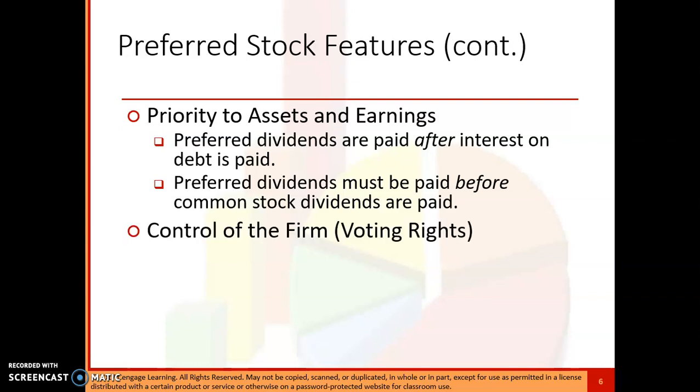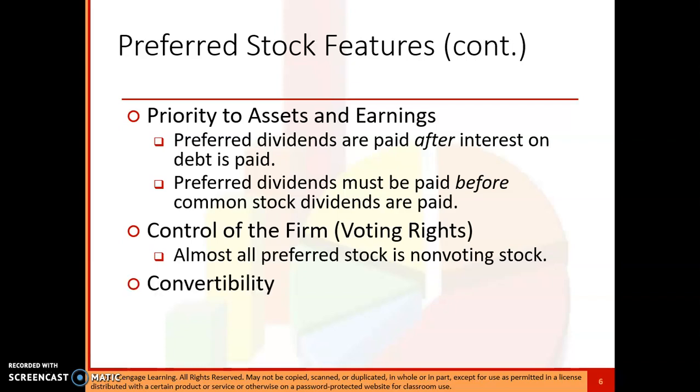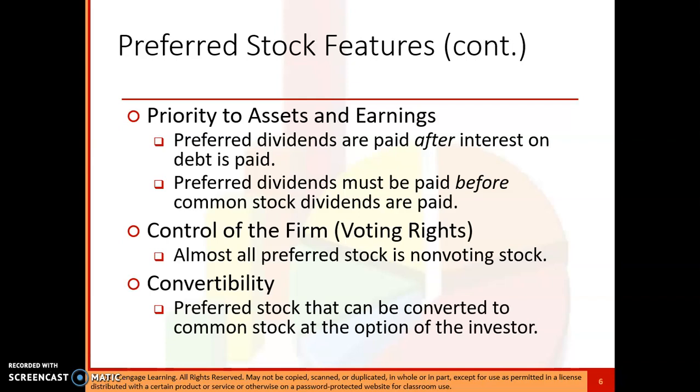So control of the firm or voting rights. Preferred stock rarely has voting rights. That is a feature that is predominantly a common stock feature. Convertibility: preferred stock can be converted to common stock at the option of the investor. That is, in some cases, not terribly common, but it is something that is an option occasionally.